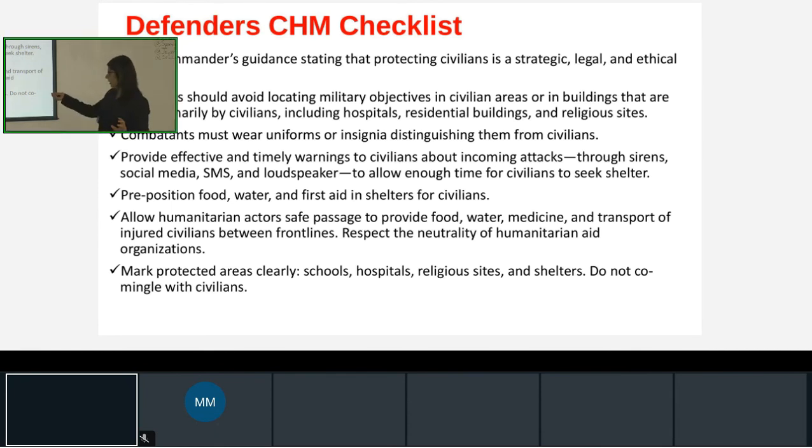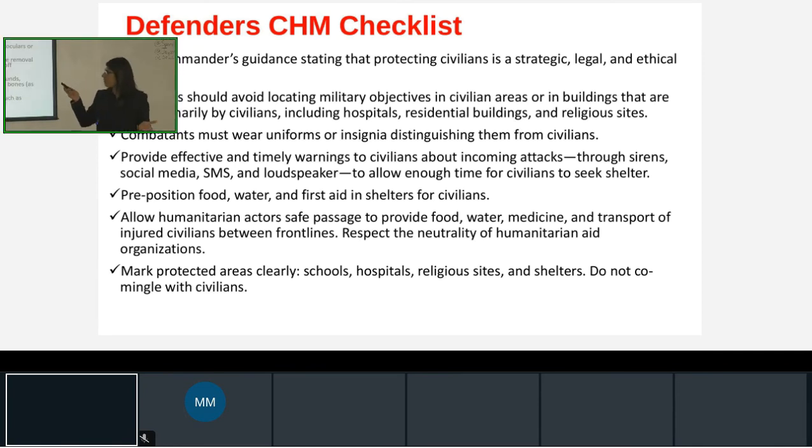Marking protected areas. You can put signs on a building: this is a school, it's a hospital, shelters, not commingling with civilians. In Ukraine, they did put a big sign on the roof saying this is a movie theater and civilians are present. Russia didn't care and still bombed. But still, a defender can still take these measures irrespective of what the other side is going to do that is unlawful.